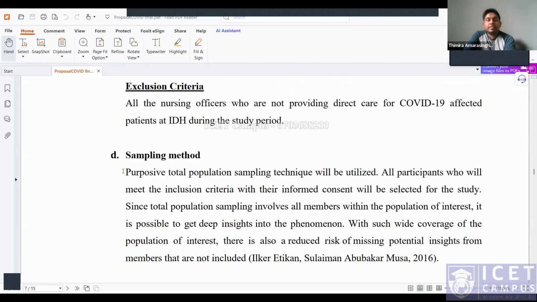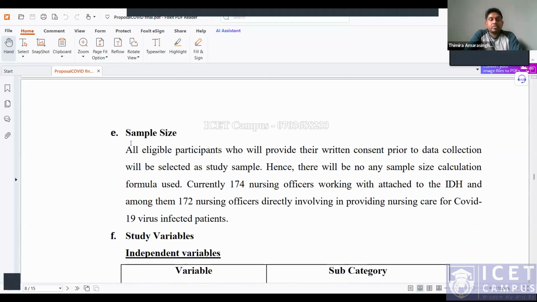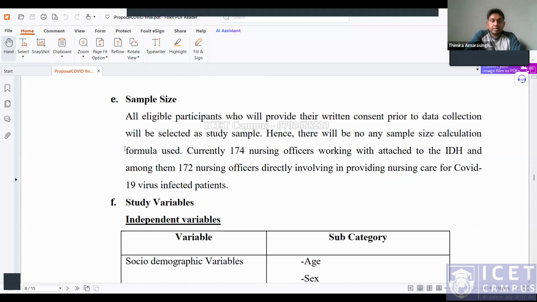So like I said, sampling method. So here you can see sampling method is mentioned like purposive sampling technique, purposive total population sampling technique. So in this way, you have to mention what is your sampling technique. And then sample size. All the sample size calculation needs to be conducted here. If there is no sample size calculation, you can mention how you selected your sample size.